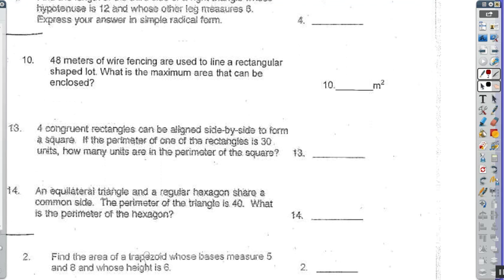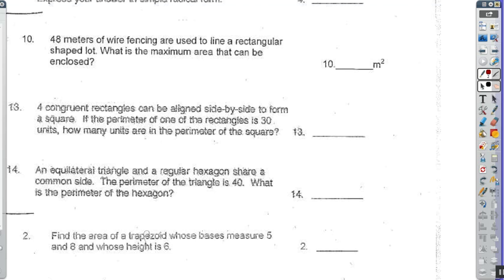All right. 48 meters of wire fencing used to line a rectangular shaped lot. What is the maximum area that can be enclosed? So you know that, especially in 8th grade math, the closer you come to a square, the larger the area. And if we were able to make a circle, we get an even larger area with the same amount of fencing.